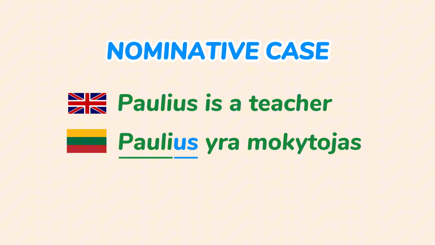And also, the secondary function of the nominative is that it is often found after the verb būti, to be. So, when we're describing the subject, so who is Paulius? Paulius yra mokytojas. So, in this case, the subject, Paulius, and the description, mokytojas, following the verb to be, yra, both are going to be in the nominative.